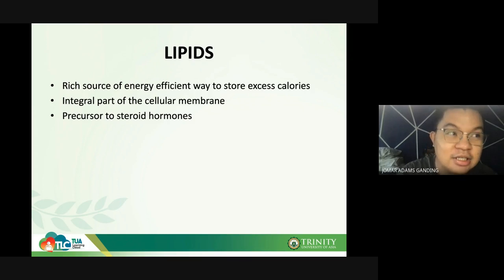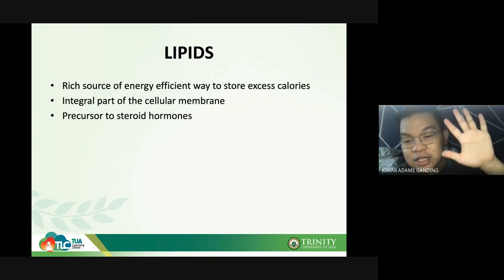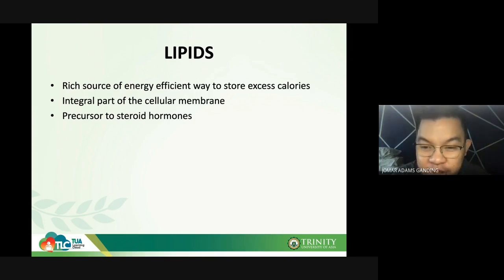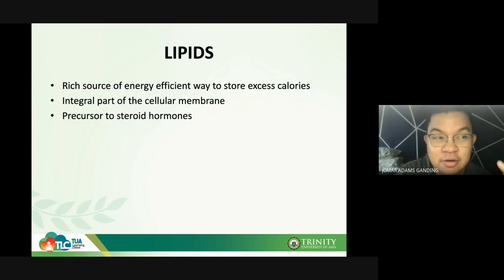What process is needed for me to utilize my fats, my lipids, into energy? What process should take place first? I'm giving you 5 seconds. What process should take place first before my lipids or my fats can be utilized as an energy source? Utilized, not stored. What process is needed by the body for the fats, the triglyceride, to be utilized as an energy source?